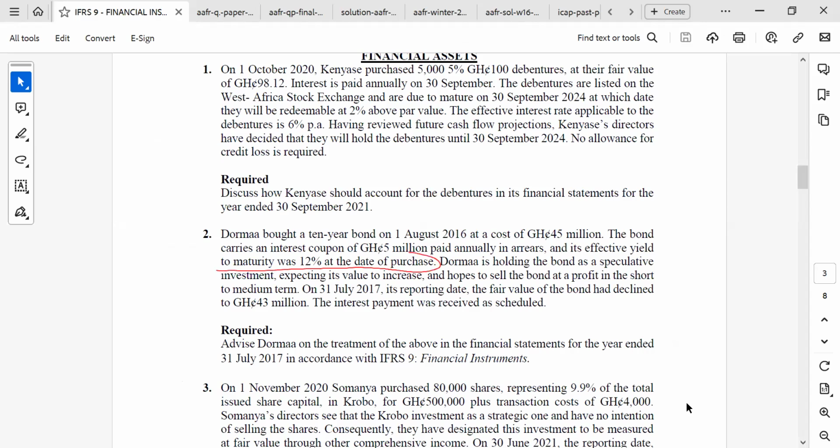You can only have this if you are going to be keeping the instrument up to the maturity date. So this one, we are not having this. It's for speculative reasons, and we want to sell in the short term. So what will happen is that the instrument will be carried at its cost, which is the 45 million. Okay. So this one you can decide not to do any computation. You can just use English to tell them how this particular instrument should be accounted for with the figures.